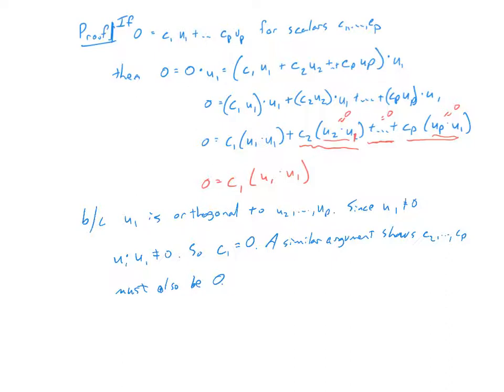C3 would be 0 if I took the dot product with U3 and distributed it through. So that's the part of the proof that we don't have to write down because it'd be the same thing over and over. So those must also all be 0. Thus, S is linearly independent. It is a linearly independent set. Cool. All right, and so the question then becomes, what's the significance of an orthogonal basis?